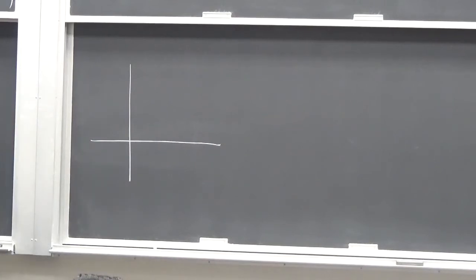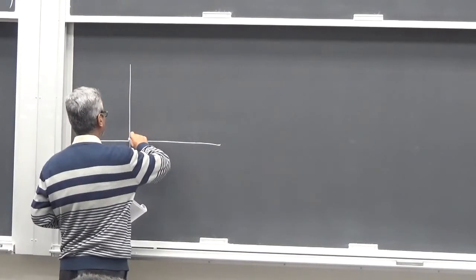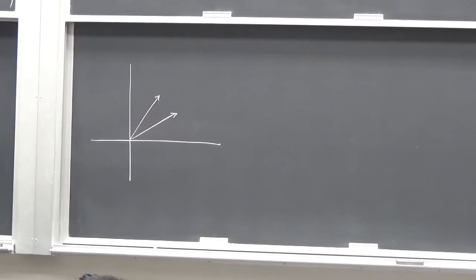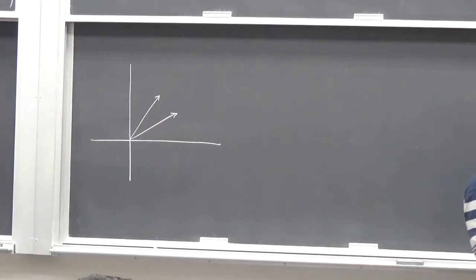Any two random r, draw an r vector. You switch from English to Urdu and half the class switches off. And then when you switch back, the other half switches off.